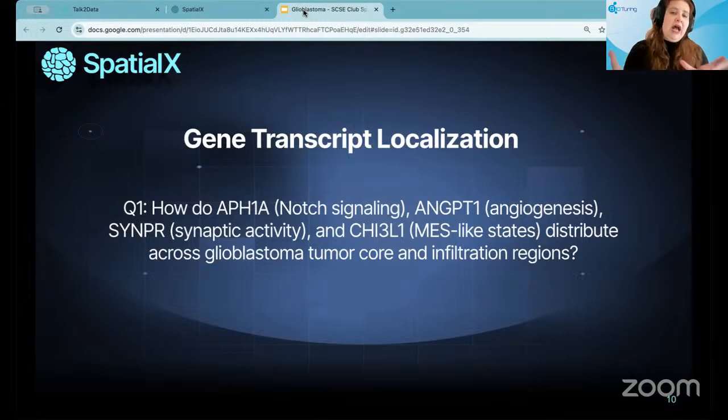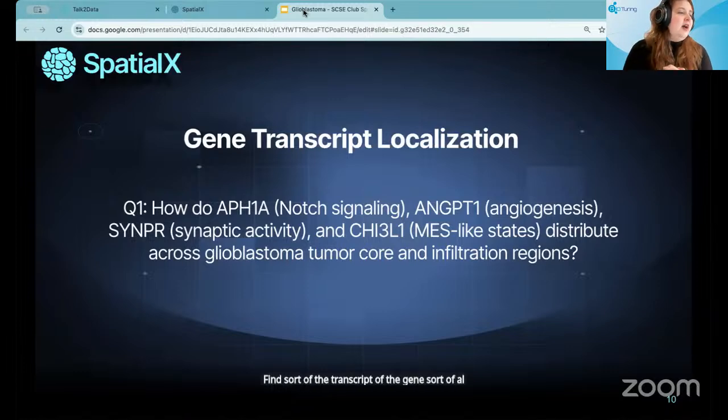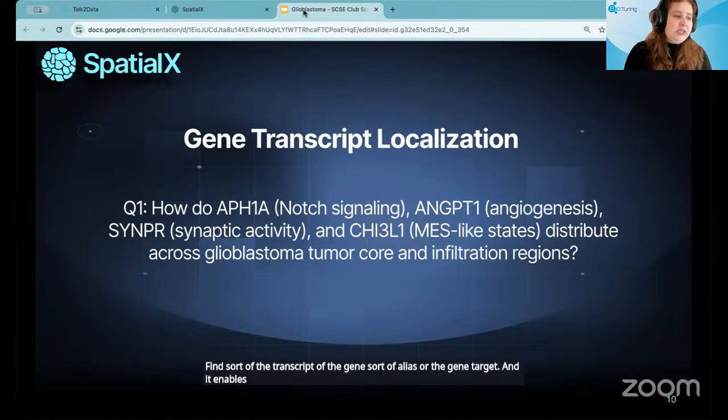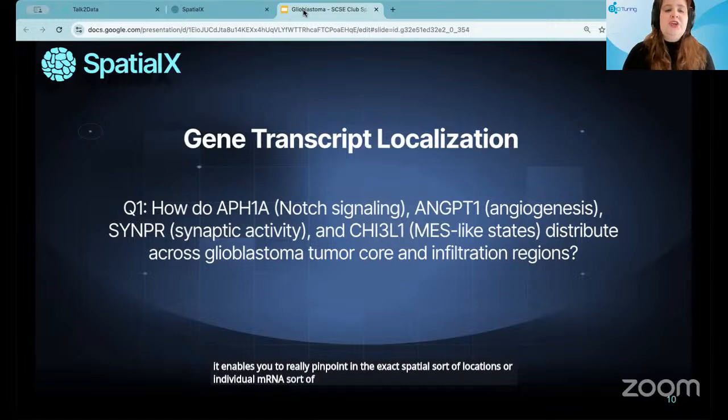For anyone who hasn't worked in this field and isn't sure exactly what that means, what is transcript location in the image? This method is used in single cell spatial data, and it allows you to find the transcript of the gene, or the gene target. It enables you to pinpoint the exact spatial locations of individual mRNA transcripts within the tissue. So you're able to see all the counts of that particular gene and where it's localized within the morphology of the image.